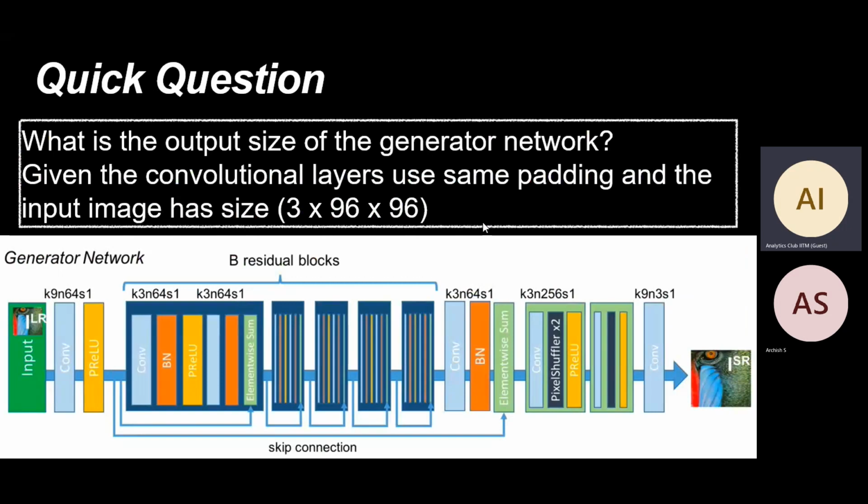So I've got a quick question for you guys. What do you think is the output size of the generator network, given that the convolutional layers use same padding and the input image has size 3 x 96 x 96? I forgot to mention same padding. Same padding means that you add padding layers sufficiently so that your input and output have the same dimensions.